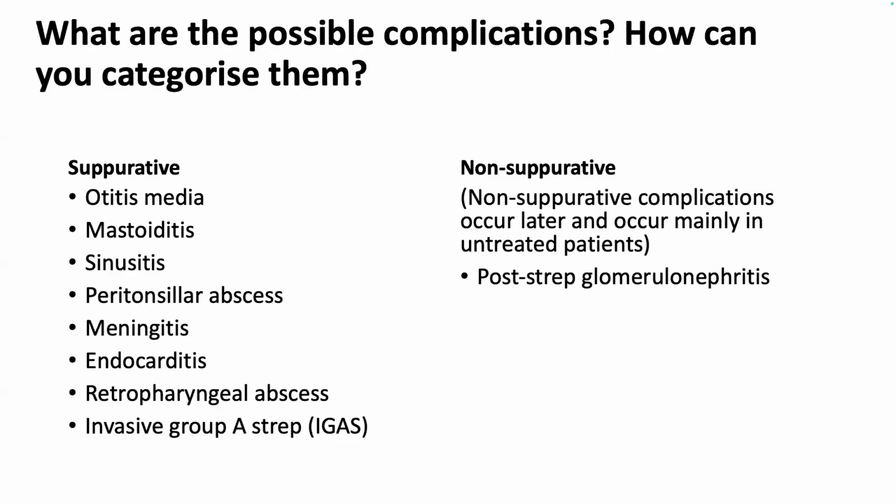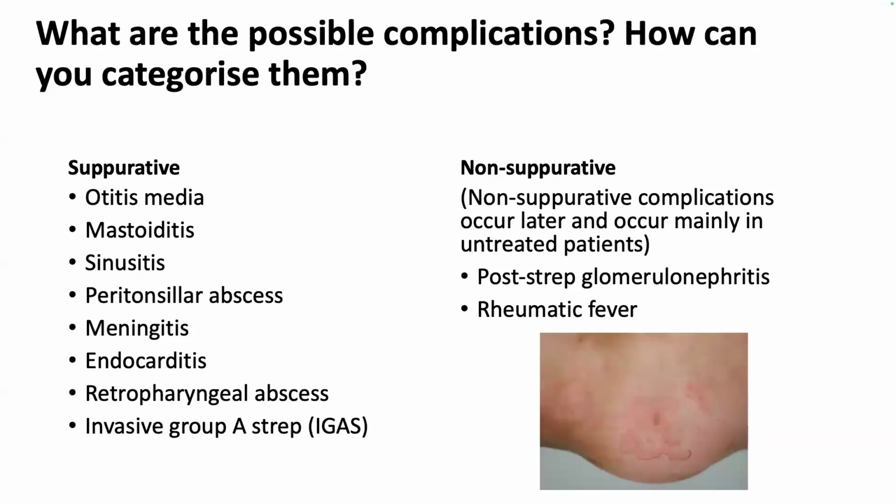the later complications. Usually that's in people who haven't received treatment, so that's why it's important to get in with our penicillin if we can. So post-strep glomerulonephritis or rheumatic fever. And that was just an example of erythema marginatum, which is a rash that can occur with rheumatic fever.